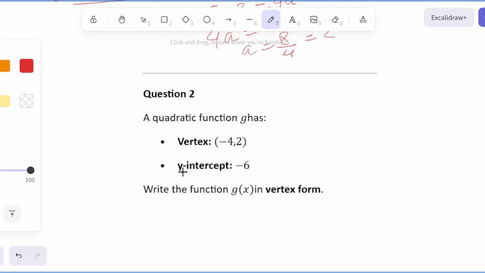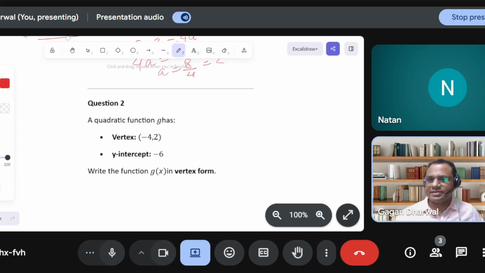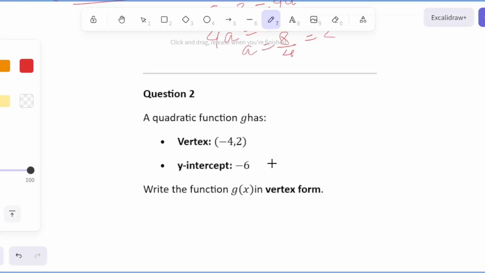So here we have a quadratic function where we have the vertex (minus 4, 2) and the y-intercept is minus 6. So we want this to be in the vertex form, same as the previous question, and then just give it a try. Then we both will do it together and verify whether you are right or wrong. Take your time. I'll give you some time to do it.